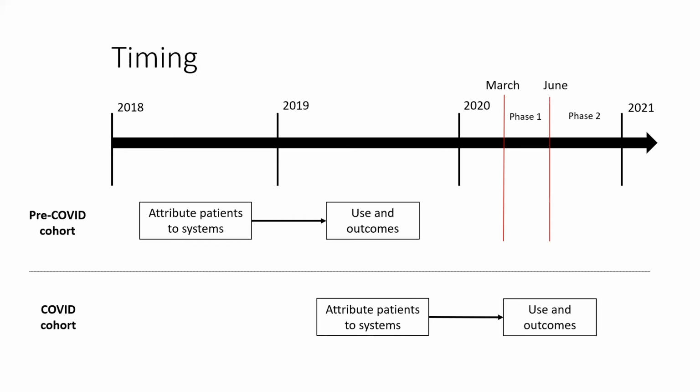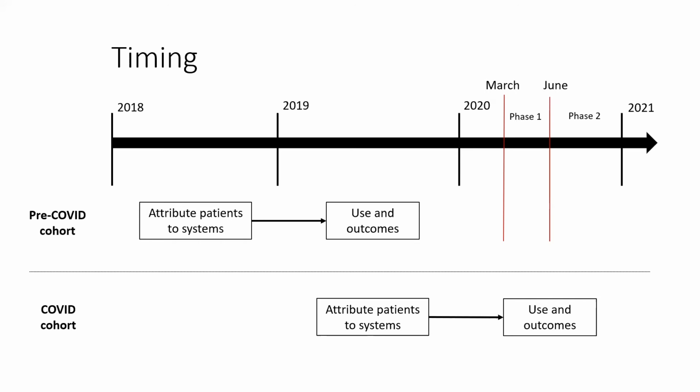So what I'm going to do is look at the use and outcomes for the folks in the 2018-19 cohort, the pre-COVID cohort, and compare those to folks in the COVID cohort. Some of them are the same patients. Some of them may have switched from a system to a non-system or whatever, but I'm going to treat them as two groups, and I'm going to analyze the later time period relative to the earlier time period.